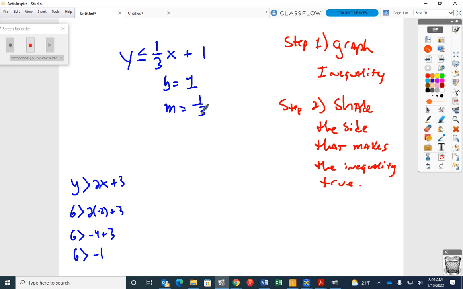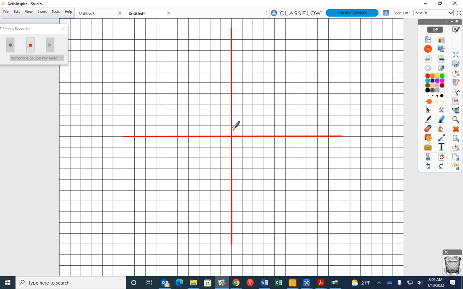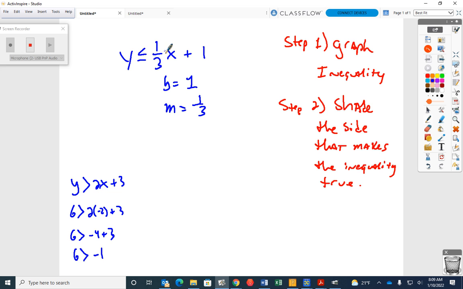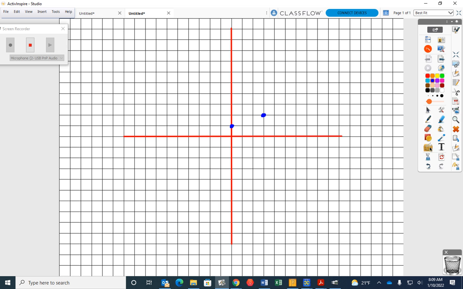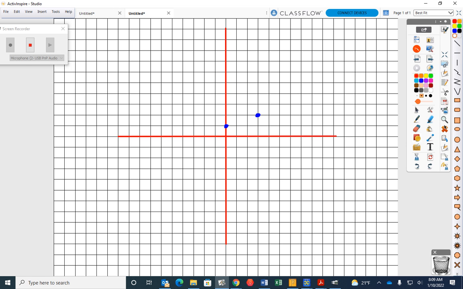Okay, so let's go graph this. Y-intercept is 1. My slope is 1/3. So up 1 or down 1? Up 1 over 3. 1, 2, 3. Now, on this one, what did you notice? This is not just greater than or less than. What is this one? Or equal to. So if it's or equal to, am I going to have a solid line or a dotted line? Solid line. Okay? So if I have a solid line, okay, just a second.